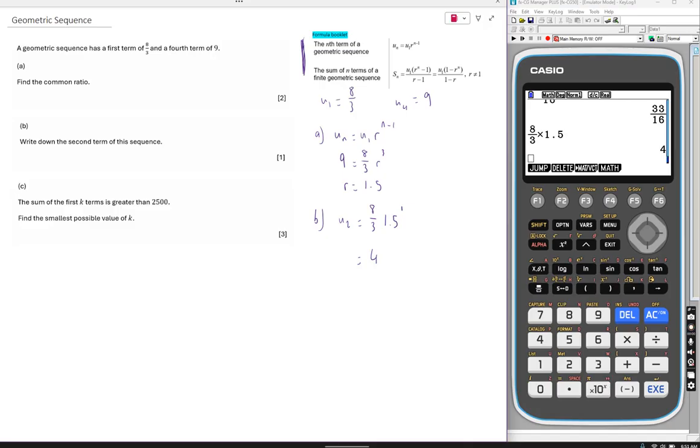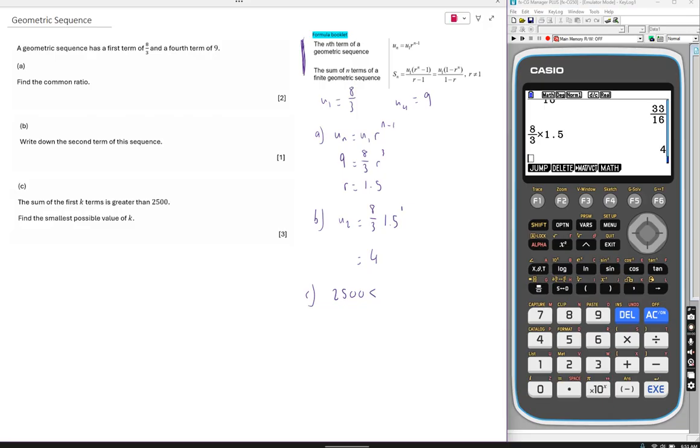Last one: the sum of the first k terms is greater than 2,500. Find the smallest possible value of k. So this is where we're going to use the second equation on my formula booklet, the sum of n terms of a finite geometric sequence. So the sum of the first k terms is greater than 2,500. So I'm going to have 2,500 is less than the sum of the first k terms.